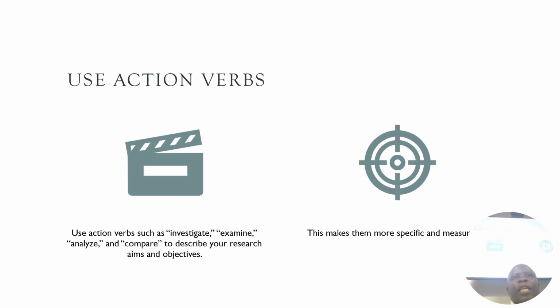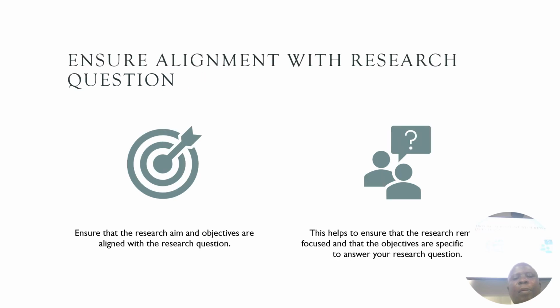The most important thing is for you to use action verbs in your objectives. Even in the aims, you also use action verbs. We'll talk about the action verbs in detail when we talk about Bloom's taxonomy. Then you need to align your research question together with your research objective. It's very important for you to do that in a systematic manner, because it will guide your argument to be logical, to flow logically, and to be coherent.